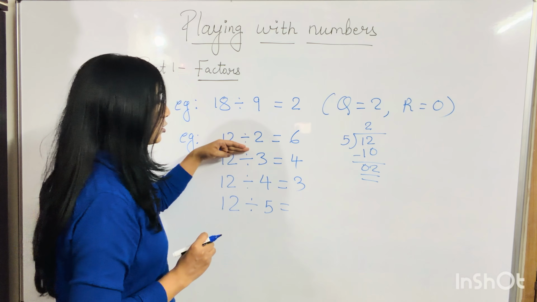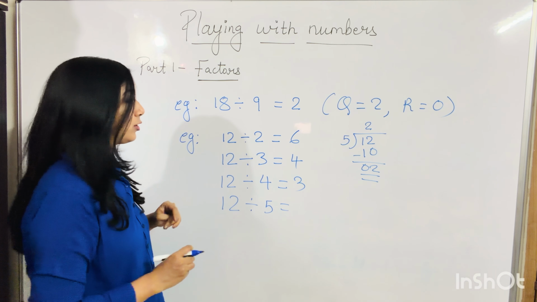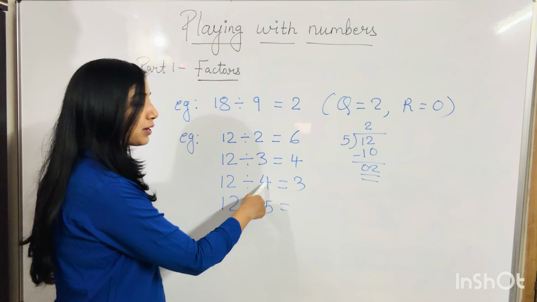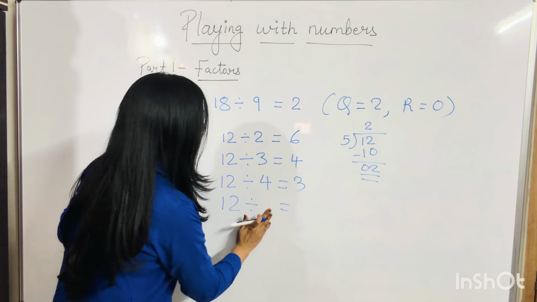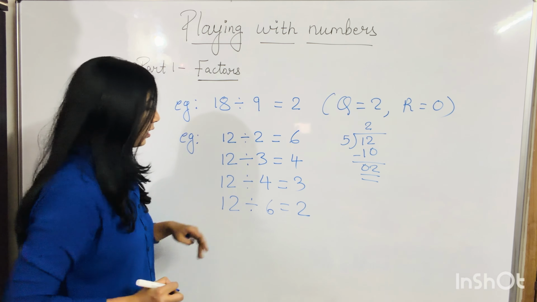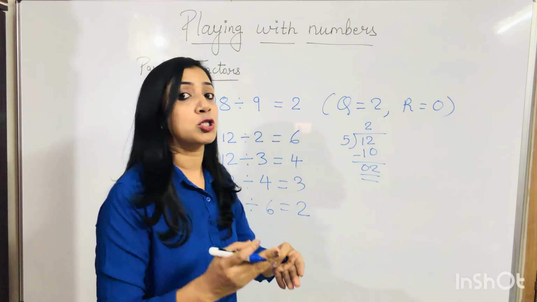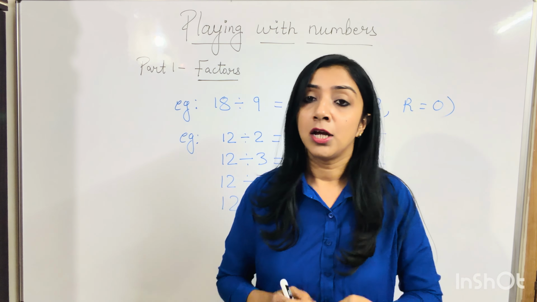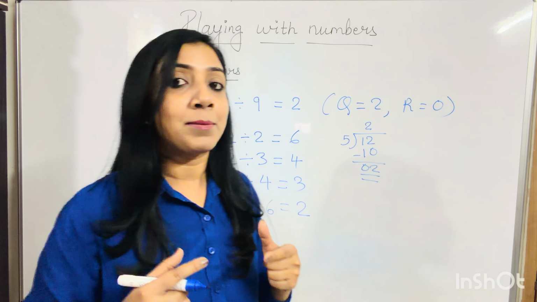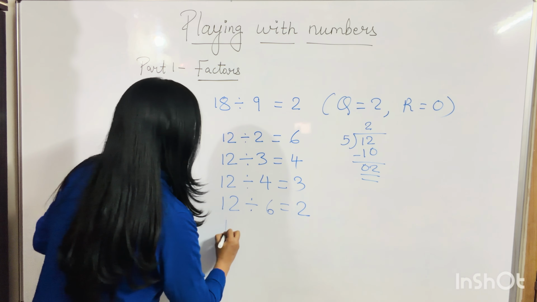In this case, 12 divided by 2, we are getting 6 as quotient and remainder is 0. Same way, 12 divided by 3, we are getting 4. 12 divided by 4, we are getting 3. Then we divide 12 by 6. Is it possible to divide further? 12 divided by 7, not possible because 12 doesn't come in 7's table. 12 divided by 8, not possible. Why? Because 12 doesn't come in 8's table, 9's table, 10's table, 11's table, and 12 is only divisible by itself.